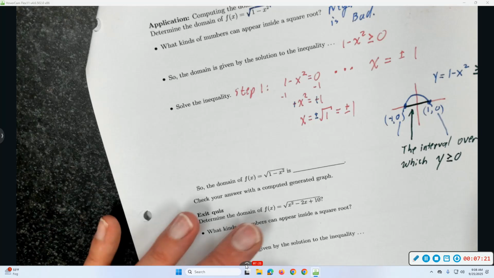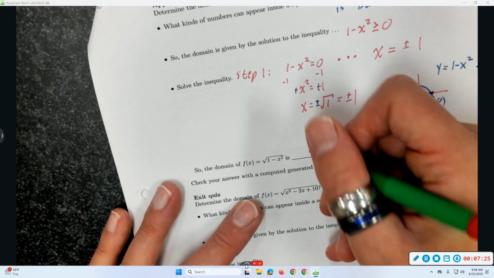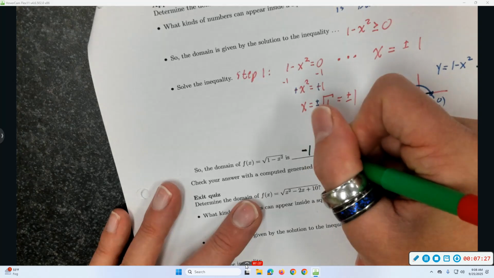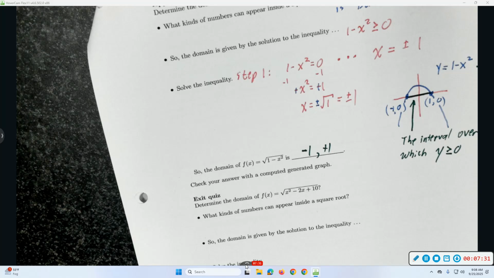Alright, so that's enough, right? The domain is given by solving this inequality. We now have the solution to this inequality. It's the interval from -1 to +1. Include the endpoints or exclude? Include.